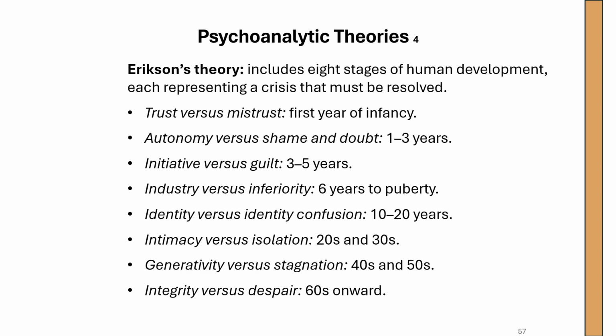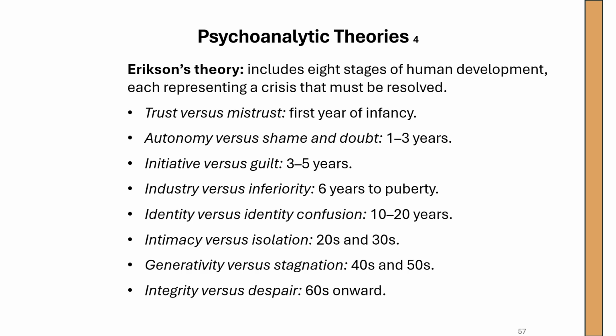So for Erikson's theory, he had 8 stages that he decided made up our human development, and each represented some sort of crisis that needed to be resolved. So trust versus mistrust would be the first year of infancy. Autonomy versus shame and doubt would be 1 to 3 years. Initiative versus guilt would be 3 to 5 years. Industry versus inferiority would be 6 years to puberty. And then identity versus identity confusion, which we'll talk about later in this course, 10 to 20 years.